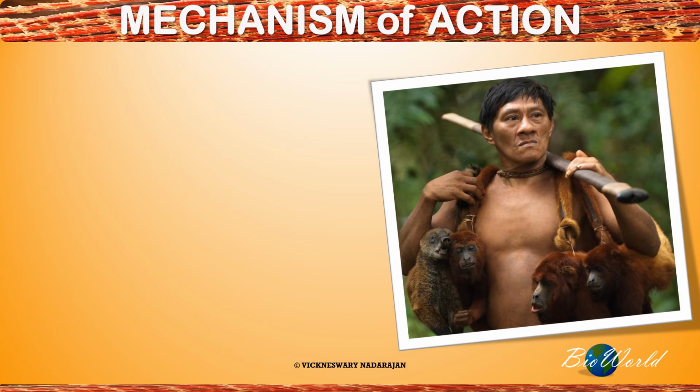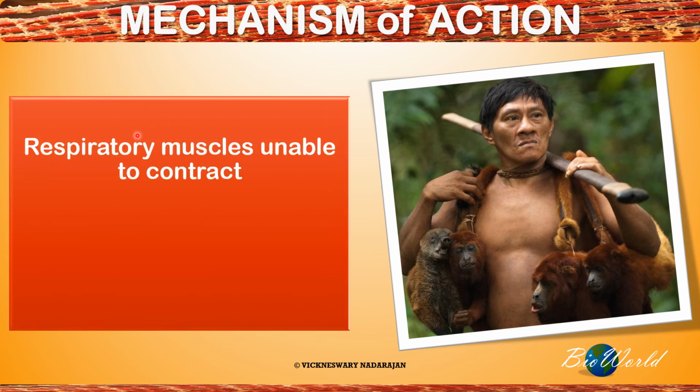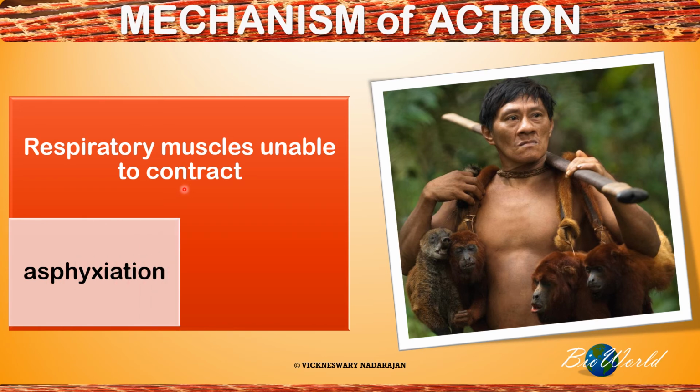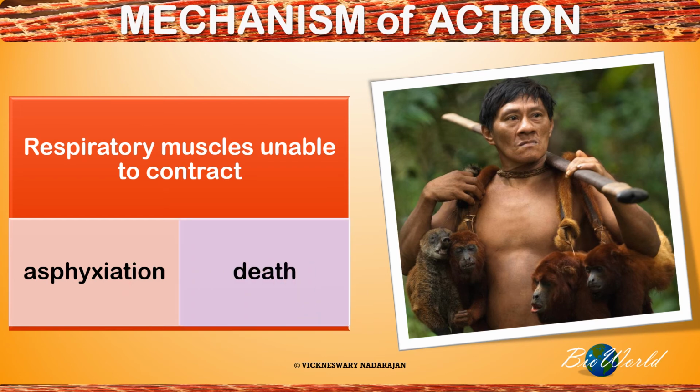The hunter has had a very successful hunt. What has happened is when he shot these animals with the poison arrow, the muscles of the animals became paralyzed, causing them to fall from the tree and unable to run. Then the respiratory muscles also were unable to contract, so these animals cannot inhale or exhale. So that is called asphyxiation, which eventually will lead to the death of the animal.